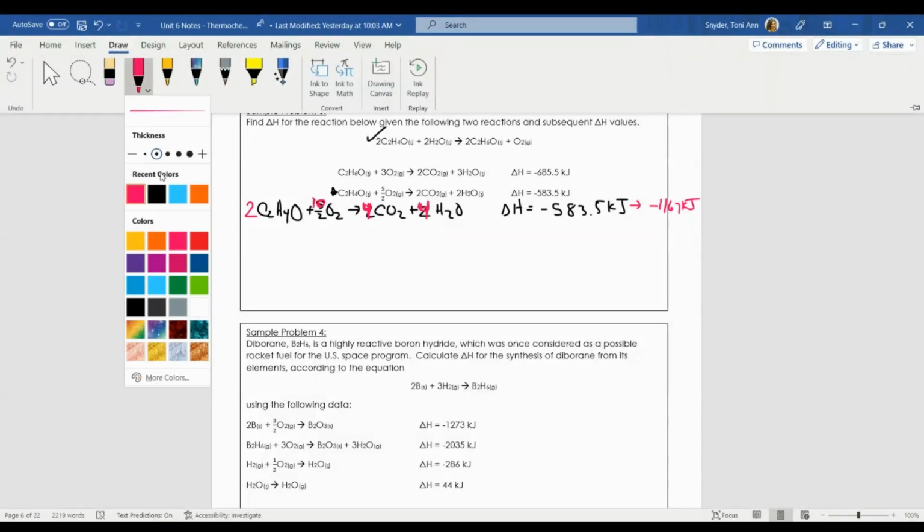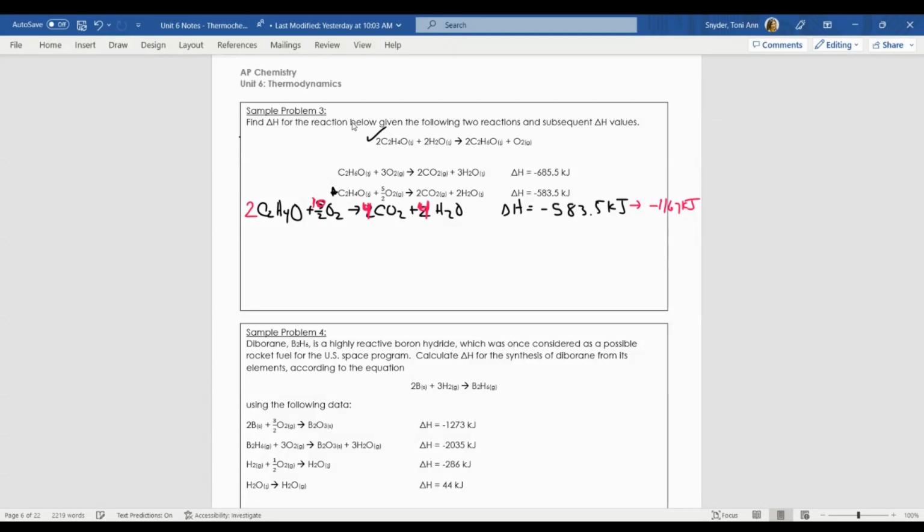Let's go ahead and manipulate that second equation. So I see that it looks like I need C2H6O as a product on the other side. So I'm going to flip this top equation. I'm going to flip it, and I get 2CO2 plus 3H2O yields C2H6O and 3O2. Because I flipped that reaction, what is that going to do? That's going to flip my sign for delta H. So it is negative 685. This is going to become positive 685.5 kilojoules.